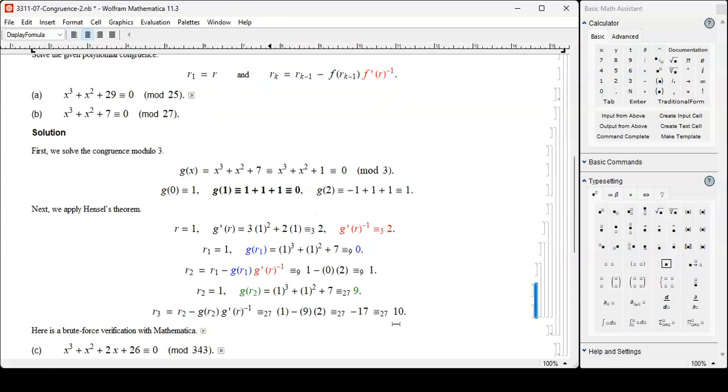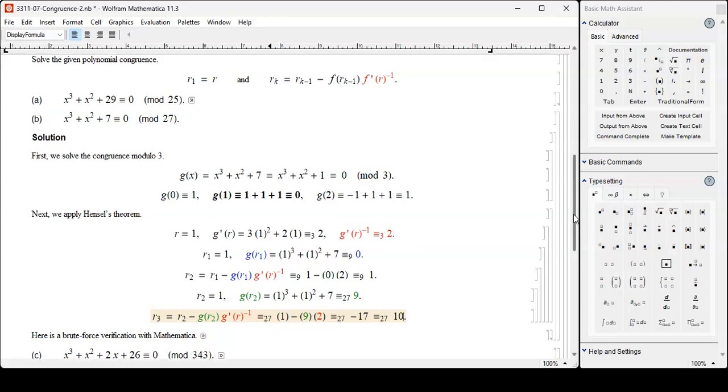So we have the final computation here. r2, which is 1 again, and g of r2, green, and the g prime of r inverse, which we did in step 1. And that turns out to be 9 times 2. So 1 minus 9 times 2, negative 17. That's congruent to 10 modulo 27. So that should be your answer.